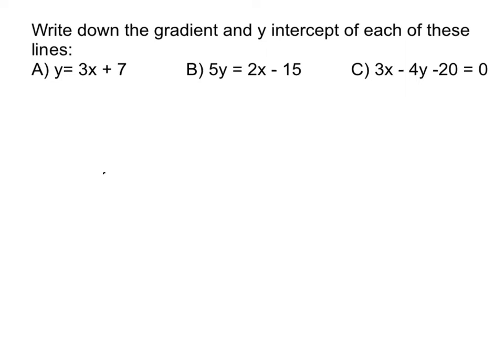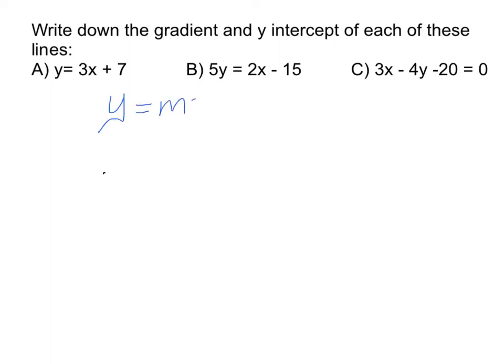We've got three equations here. Each of them are describing a straight line, and we've been asked to write down the gradient and the y-intercept for each of the lines. First thing we've got to remember in situations like this is the general form of a straight line.